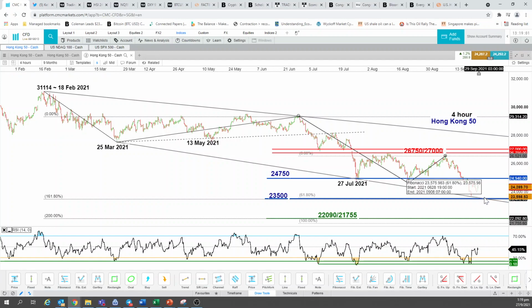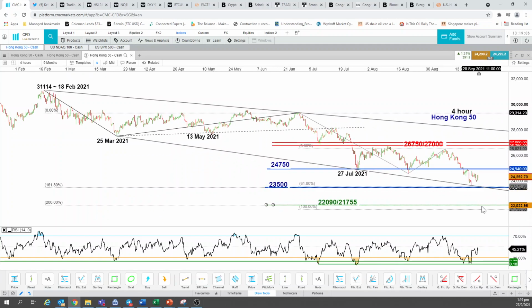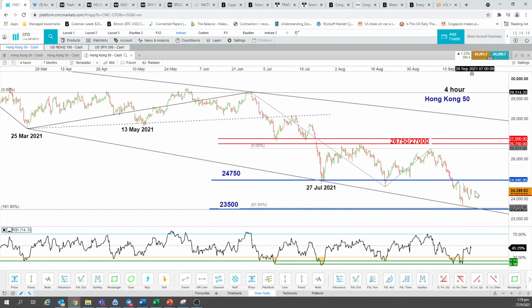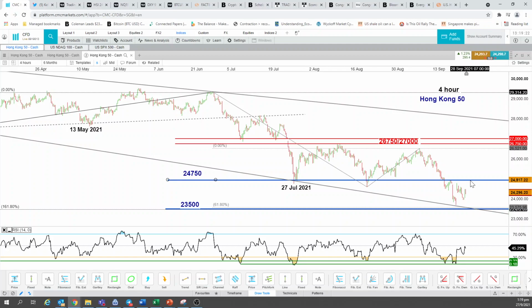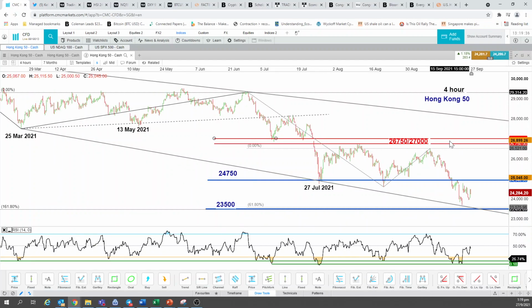Unless we have a break below 23,500, we could validate a further down move, as a first step this week towards 22,090 / 21,745, which is a cluster of Fibonacci expansion levels, as drawn over here. Nevertheless, if it still remains within this range, and if we have a 4-hour close above 24,750, then we could validate a push back up towards the top of this range resistance that was formed previously from 7th of August to 11th of August, at this zone of 26,750 / 27,000. So no change, we still maintain that neutral stance on the Hong Kong 50 index.